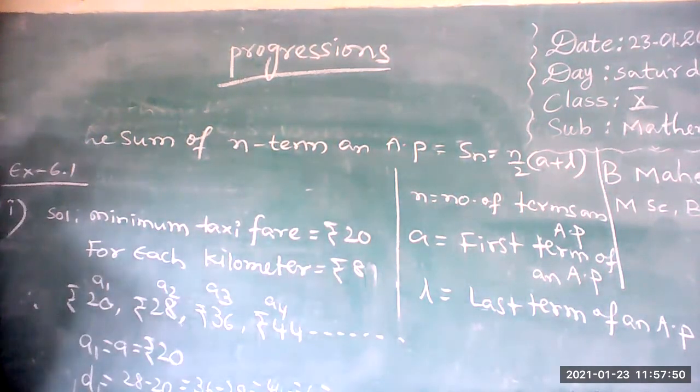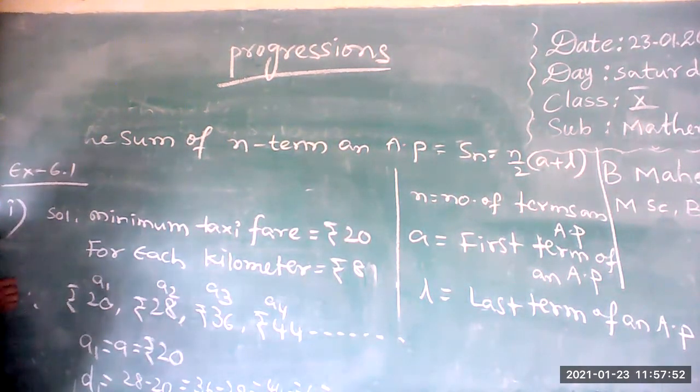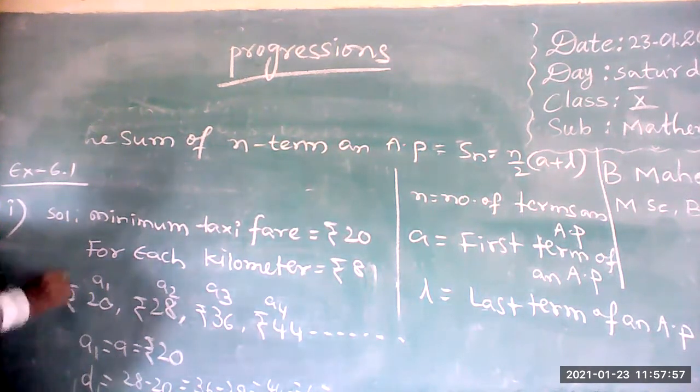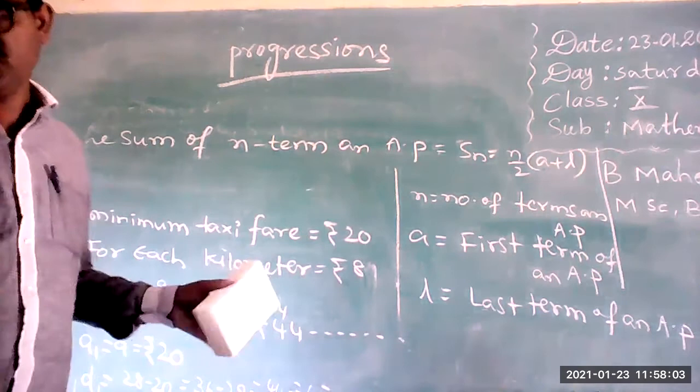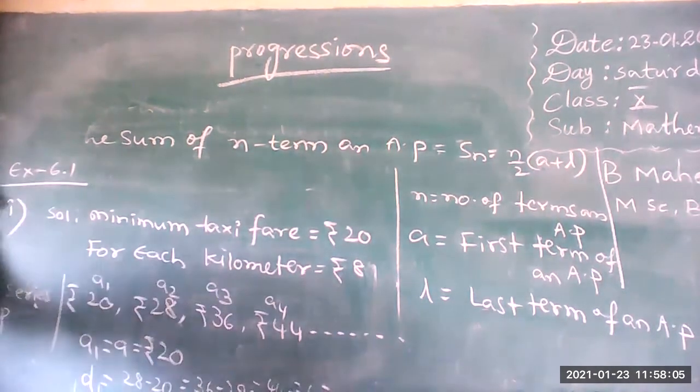So the given series is an AP. Okay, so the first bit is all like this only. Next bit.